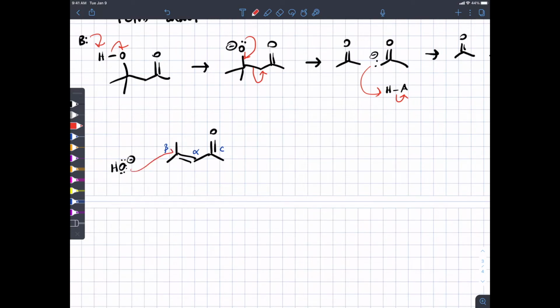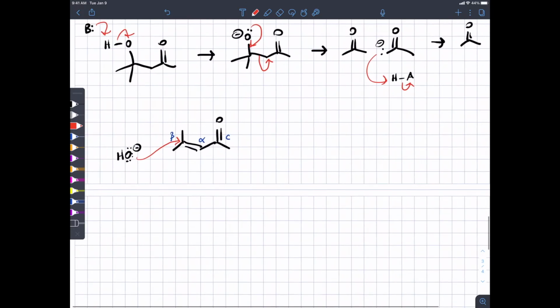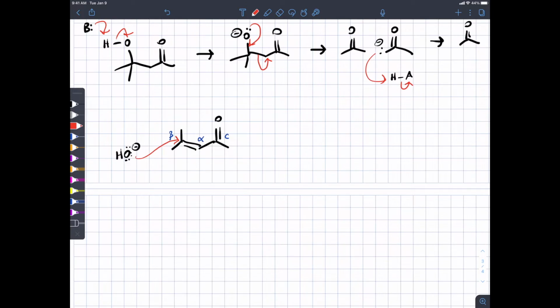How do I know that OH is going to attack the beta carbon versus the carbonyl? Well, it does attack the carbonyl, but that's sort of a dead-end intermediate. That would lead us to the ketone hydrate, which would take us nowhere. So we would attack at the beta carbon.